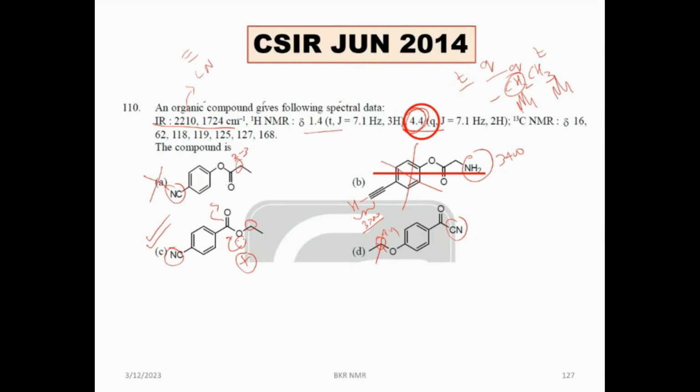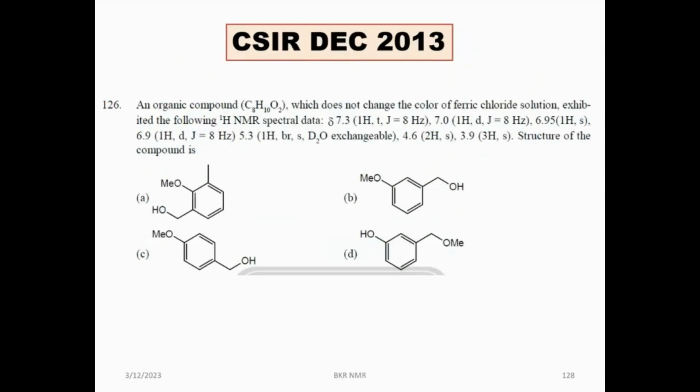So here you can see that you have a triplet quartet. In an alkyne, you don't have this CH2, CH3. So based on that also you can rule out option B. So that option does not satisfy anything. Okay, so coming to the next problem, the last problem for today.